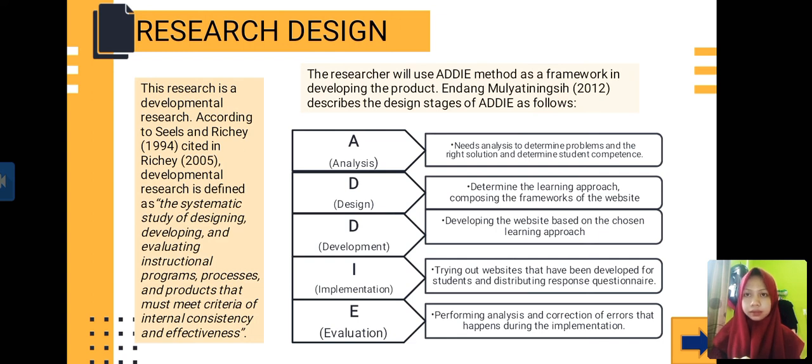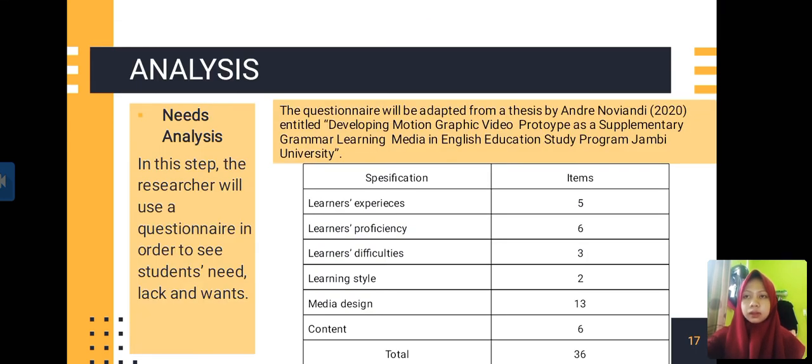First, A, Analysis. Need analysis to determine problems and direct solution and determine student competence. D, Design. Determine the learning approach, composing the frameworks of the website. D, Development. Developing the website based on the chosen learning approach. I, Implementation. Trying out websites that have been developed for students and distributing response questionnaires. E, Evaluation. Performing analysis and correction of errors that happen during implementation. So, for the analysis stage, there are three analyses that I will do.